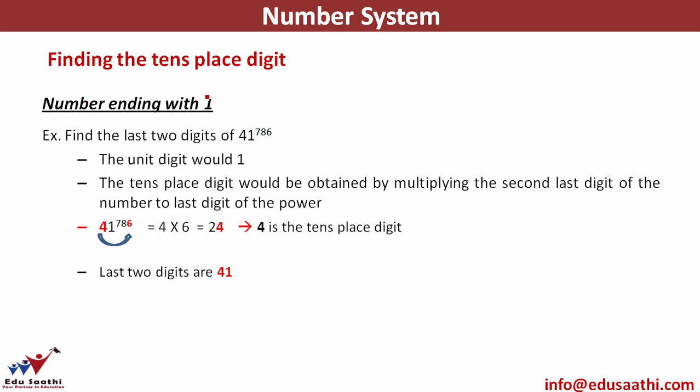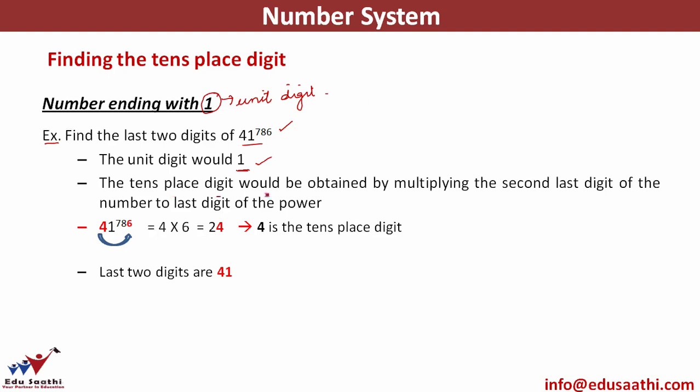So for a number ending with 1, if the unit digit is 1, and this 1 I am talking about the unit digit, I am not talking about the tens place digit. I'll make you understand with the help of an example. Find the last two digits of 41 raised to power 786. So if a number ends in 1 raised to power anything, the last digit would always be 1. So last digit is already fixed.